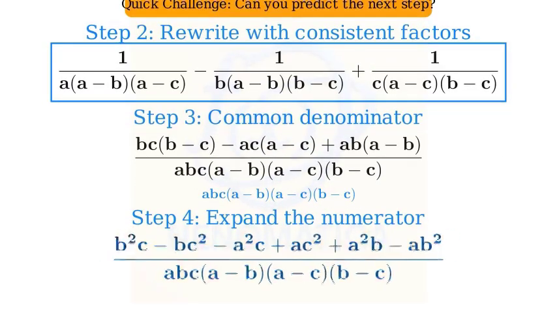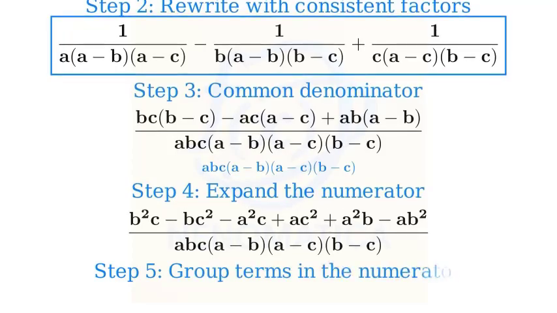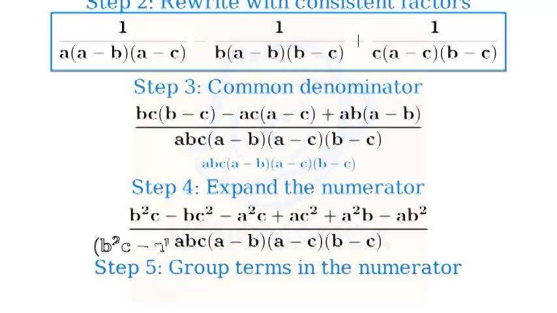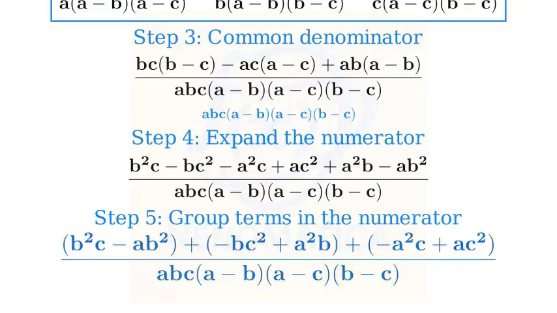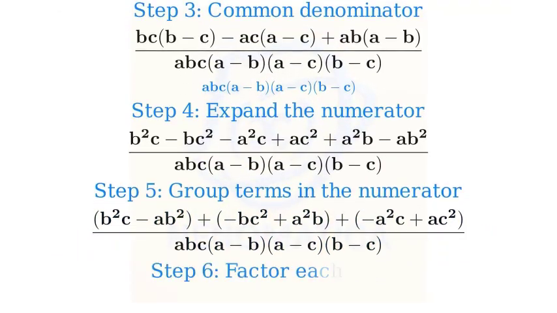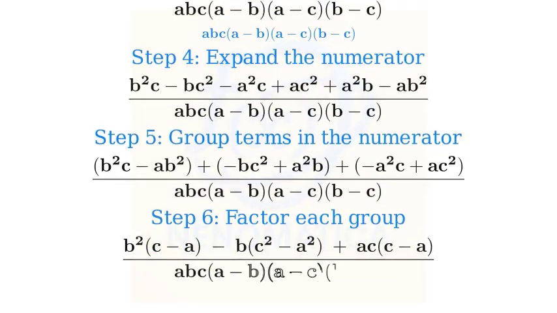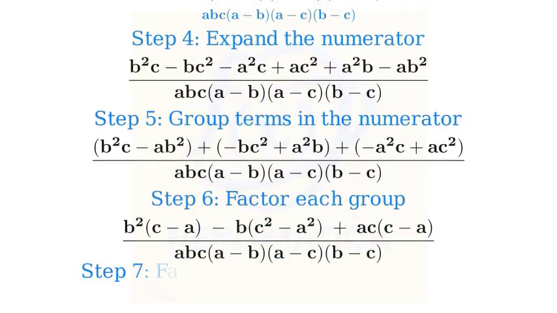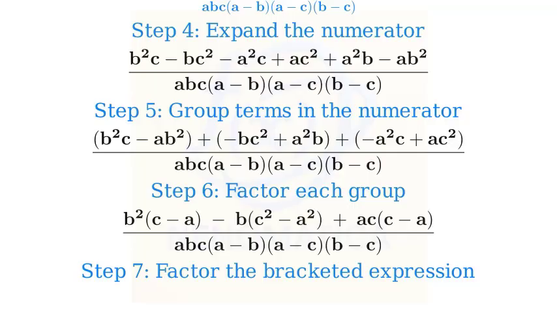Step 7. Factor the bracket further. Use c squared minus a squared equals (c minus a) times (c plus a). Then factor out c minus a.